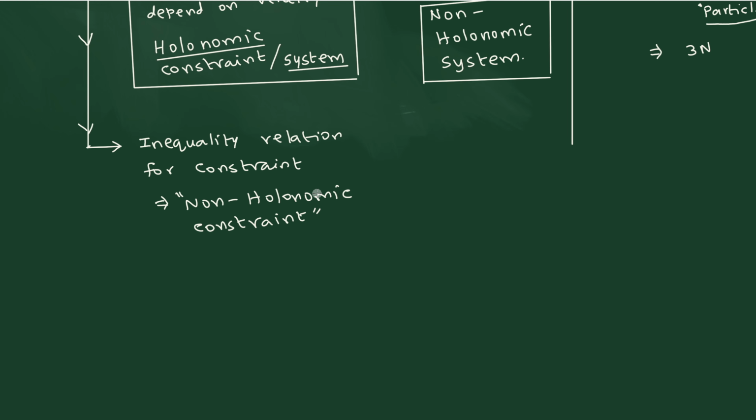A non-holonomic constraint means it is a constraint that is not going to help you to simplify the problem or to reduce the difficulty level. You have to deal with the full difficulty. That is called non-holonomic. So this is one situation where you cannot reduce the number of degrees of freedom.